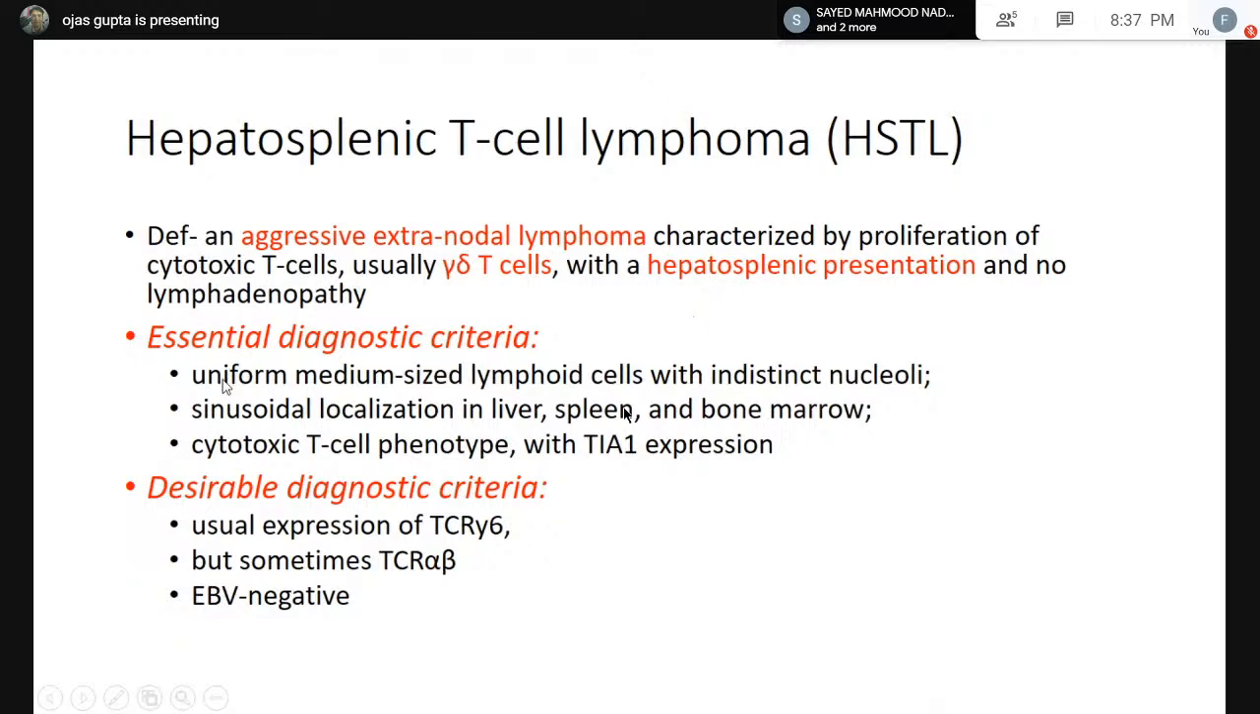The essential diagnostic criteria are uniform medium-sized lymphoid cells with indistinct nucleoli. They have a sinusoidal localization in liver, spleen and bone marrow. They show a cytotoxic T cell phenotype with TIA1 expression. For the desirable diagnostic criteria, the usual expression is of T cell receptor gamma delta, but sometimes they can show alpha beta receptor expression also. They're usually EBV negative.